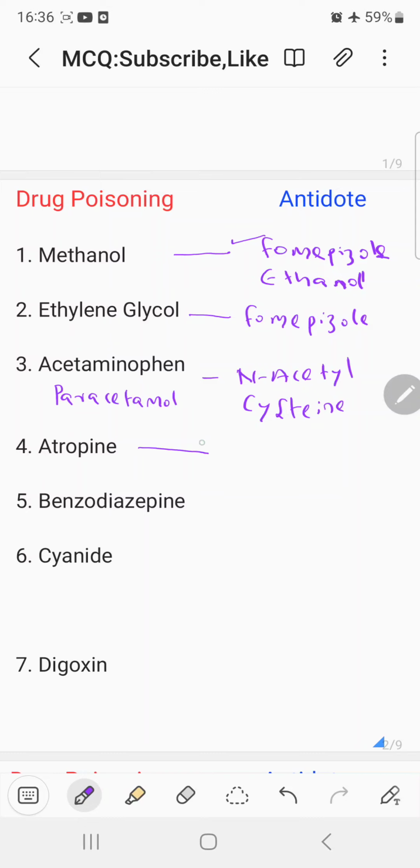Now the next one, that is atropine. In the case of atropine poisoning, atropine is an anticholinergic drug. So you need to give a cholinergic drug, and the antidote is physostigmine. Physostigmine is a cholinergic drug, atropine is an anticholinergic drug. Now coming to benzodiazepine, like diazepam, in the case of benzodiazepine poisoning, the antidote is flumazenil. Now coming to cyanide, in the case of cyanide poisoning, the antidote is hydroxocobalamin.